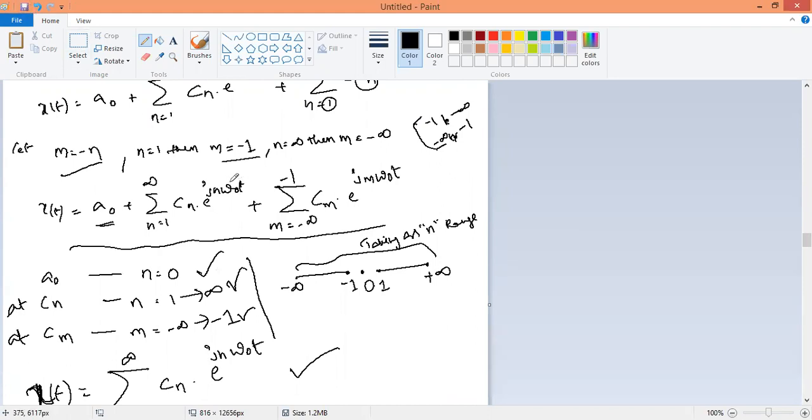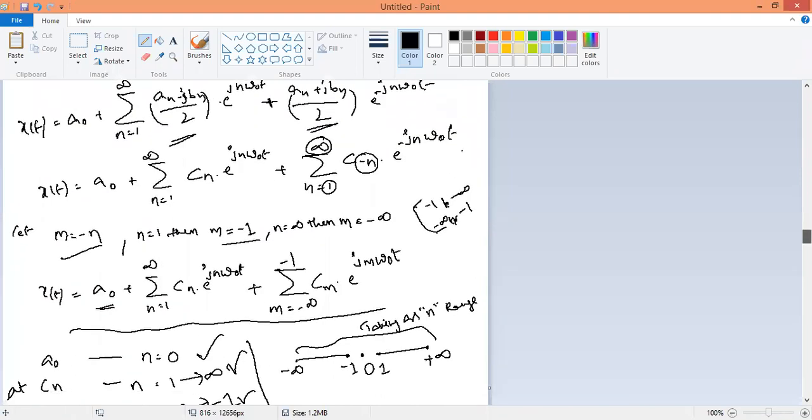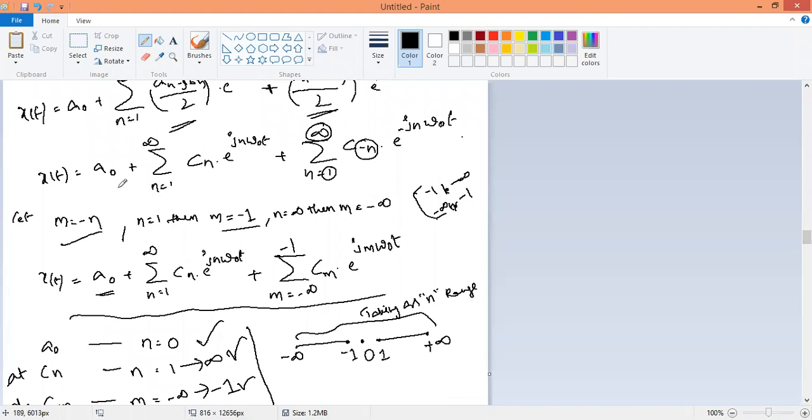Okay, substitute the cn and c minus n values. The equation is x of t equal a naught plus sigma n equal 1 to infinity cn into e power jn omega naught t plus sigma n equal 1 to infinity c minus n into e power minus jn omega naught t. Next, I want to convert the minus n term into a plus sum, converting this negative value into a positive value.